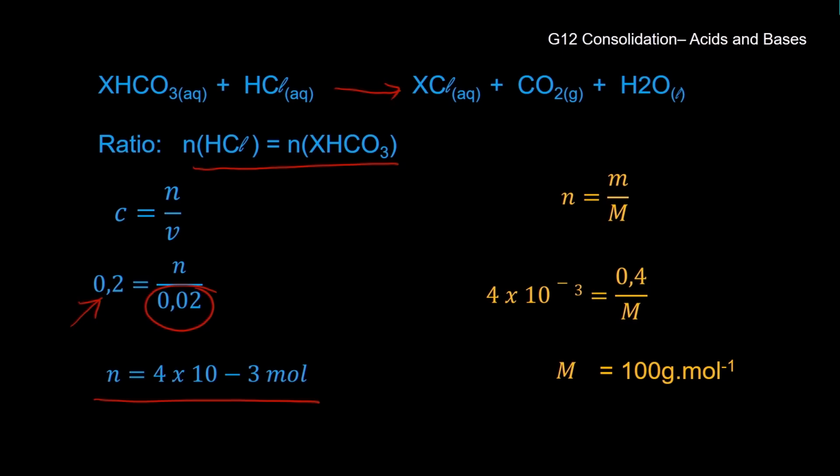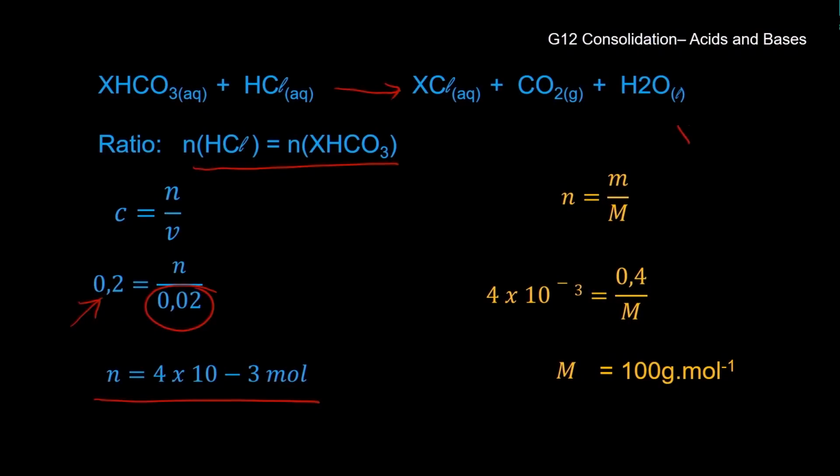So we're now going to calculate the mass, not the atomic mass, but the molar mass of this unknown substance, which is XHCO3, because that's the thing that's reacting, right? So we pop it into this formula again from our data sheet. We know the number of moles because the ratio is 1 to 1. We know how much mass is being used. We were told it's 0.4, and we end up with a molar mass of 100 grams per mole. That is of the entire substance, XHCO3.